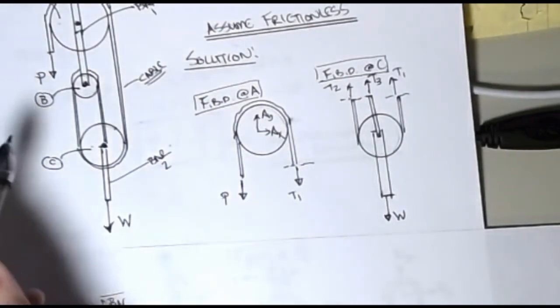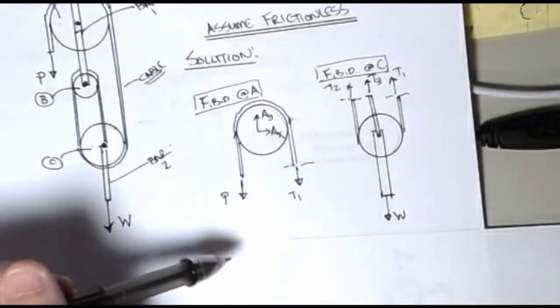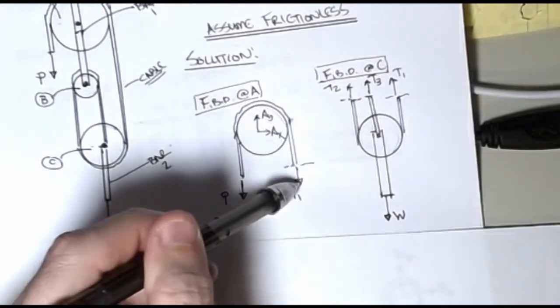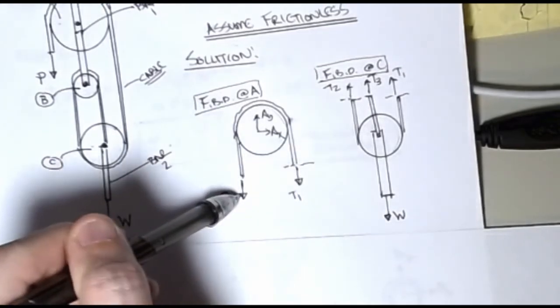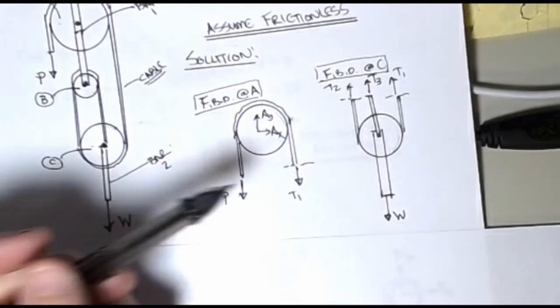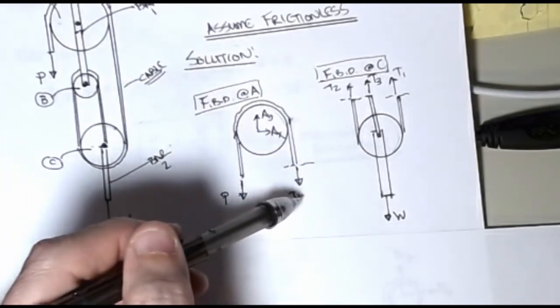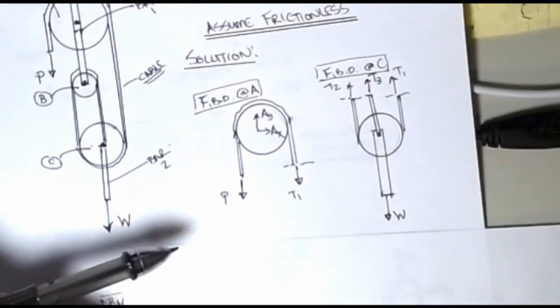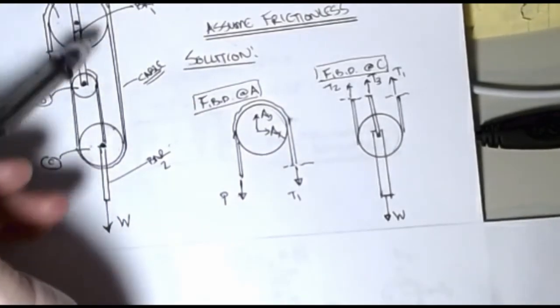Now if we recognize our definition of a frictionless pulley, the force on this side has to be equal to the force on this side. We don't care about the direction, just that the magnitudes of the forces are the same. So we actually know T1 is P, but we'll show that a little bit later. Then we go on to the next piece.